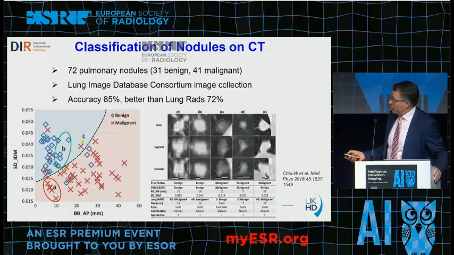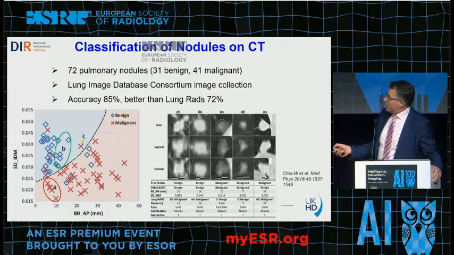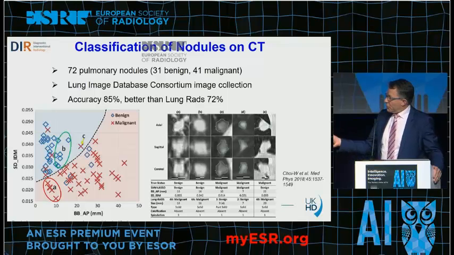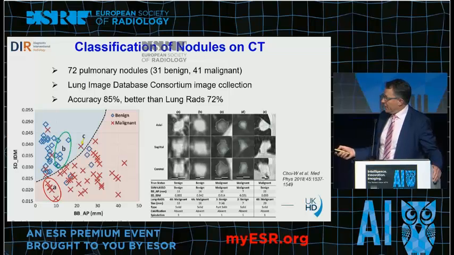And there are several publications out there. This is based on pulmonary nodules from the Large Lung Image Database Consortium, and the accuracy was 85% here, better than Lung-RADS, which is the ACR promoted proposal to grade the risk of a nodule of being malignant. You can nicely see this is how you can classify the groups of benign and malignant nodules.